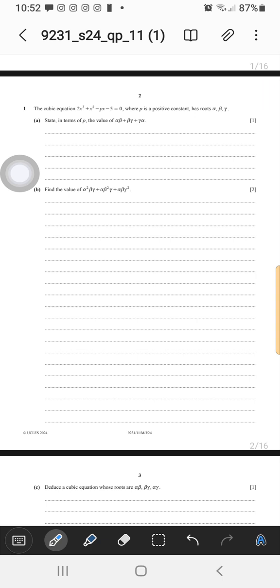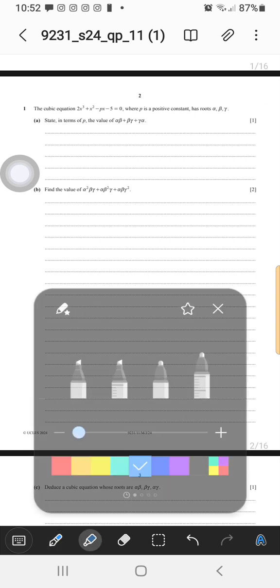The first question is from the roots of polynomial equations. Let's read the question.